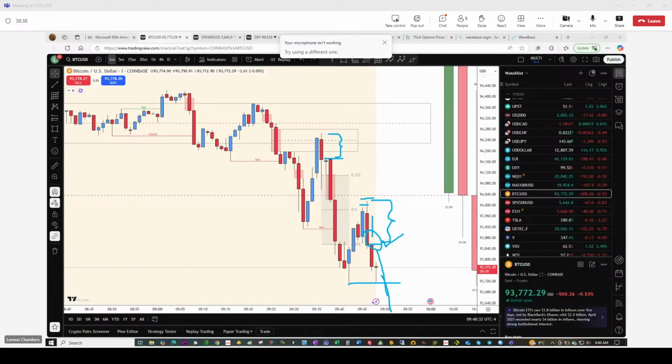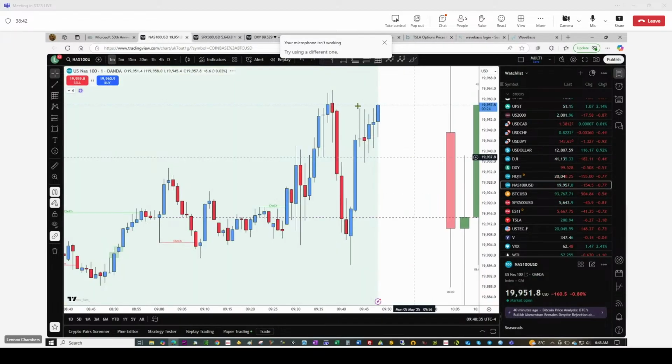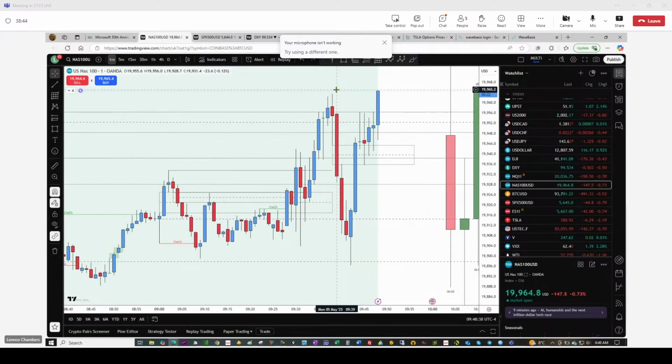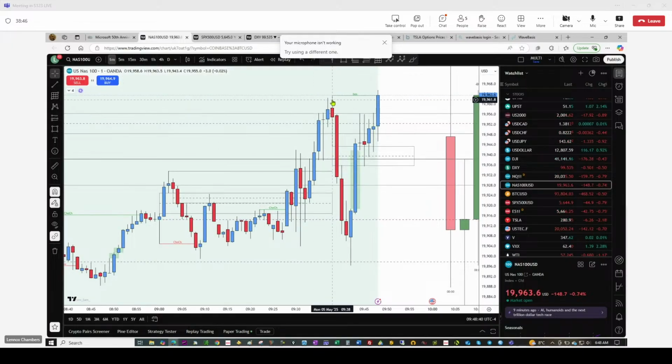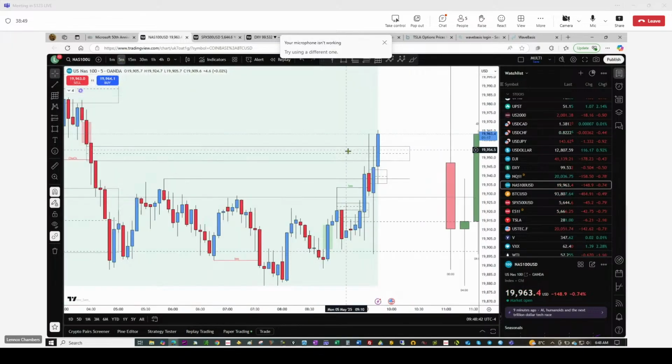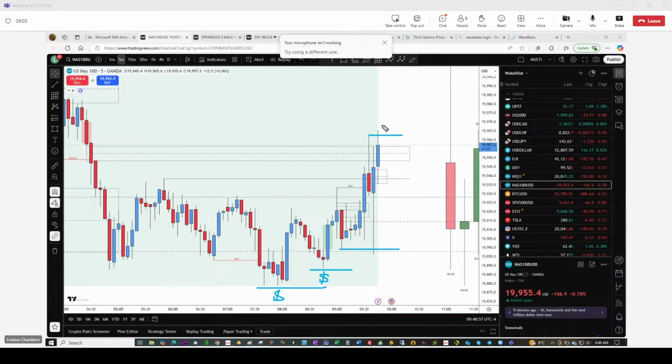I don't like the way they're playing around here. It looks like they want to go take out the high. Oh, yep, they just took out the high. Interesting. That's quite an interesting move. Okay, so they came down, swept these guys out, and left these guys alone for now. There's only this liquidity here, and now they've gone back up and taken out the high. So interesting. Yeah, quite volatile.